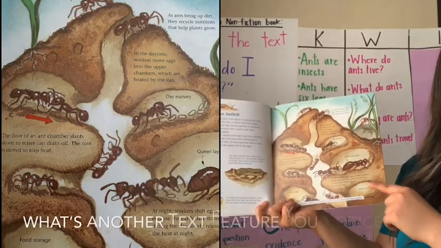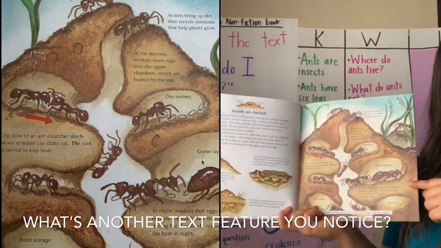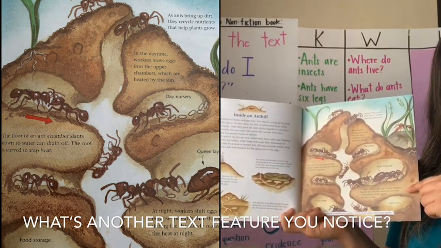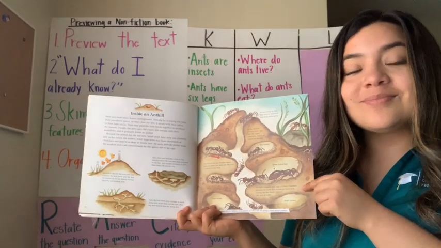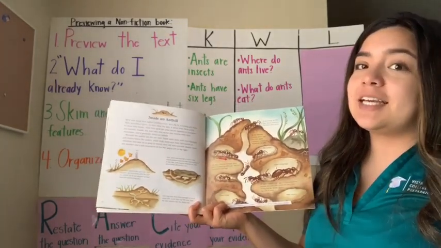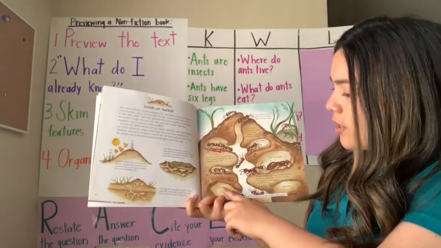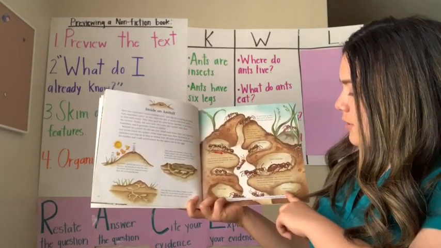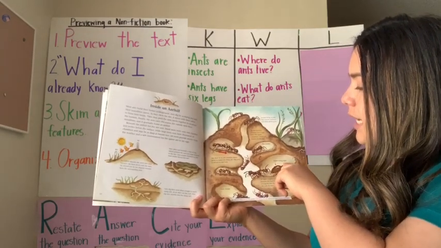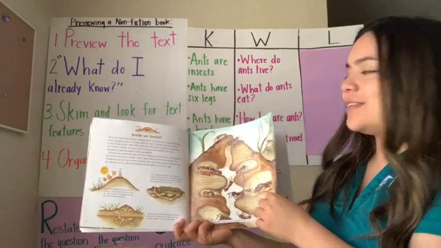And scholars, right now, besides the diagram, what's another text feature that you noticed on this page? Yeah, I noticed that too. I noticed that there were labels showing us what's in our picture. So we have food storage, night nursery, queen laying eggs, day nursery. Wow, let's keep on reading.